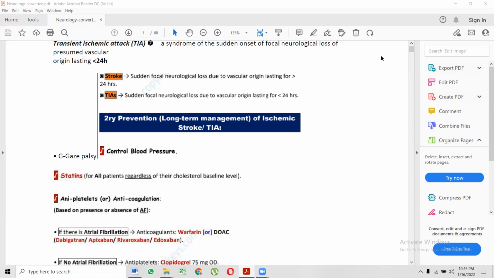Aspirin 300 mg will be continued for 2 weeks. Then the long-term medication includes clopidogrel 75 mg and statins lifelong.